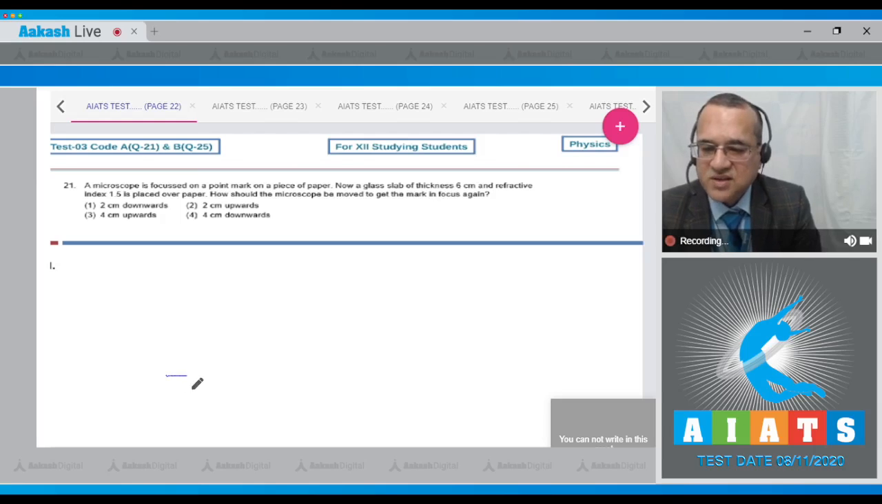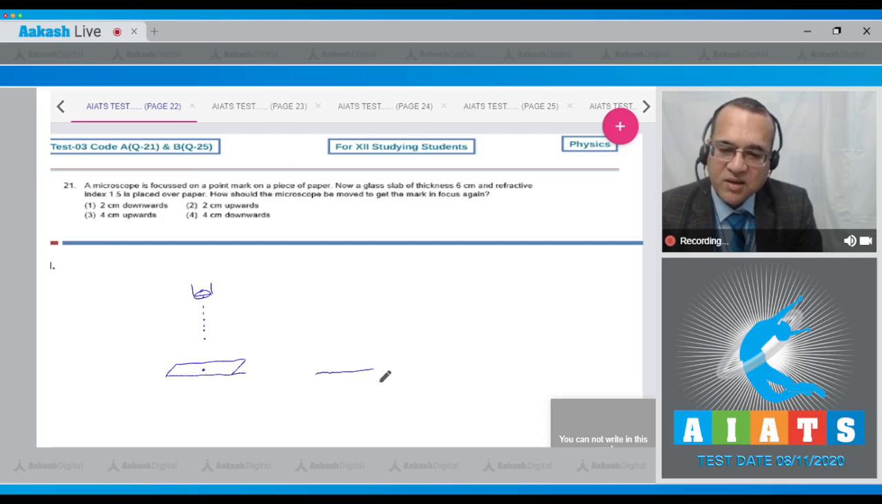Dear student, in the first case, this is some paper, and on this paper there was a mark, and from here we were looking through the microscope. The image was in focus. Now, what do you do in the next situation? There was a slab of thickness 6 cm kept on the paper, and the mark is somewhere here. And again, to refocus it.